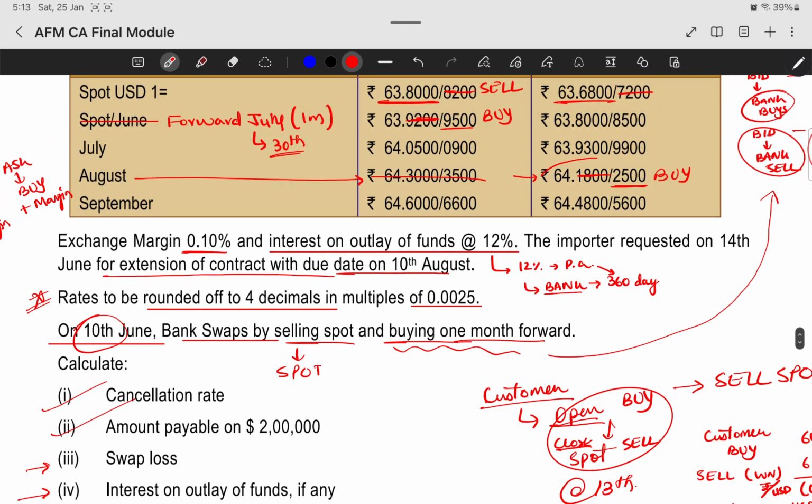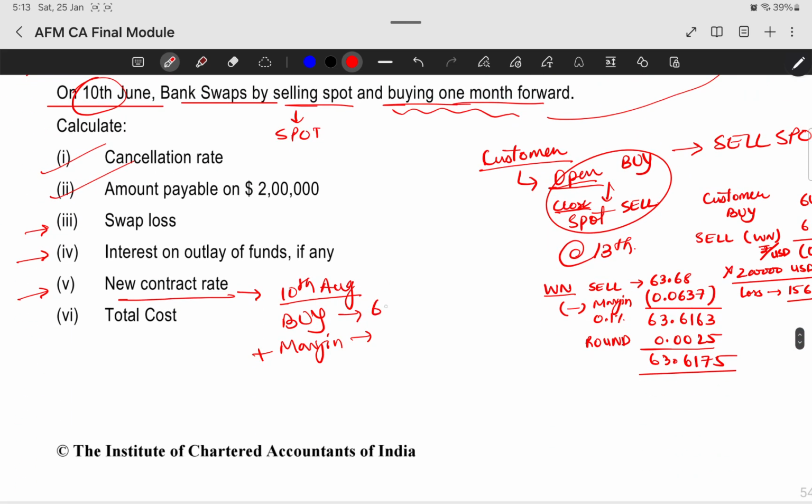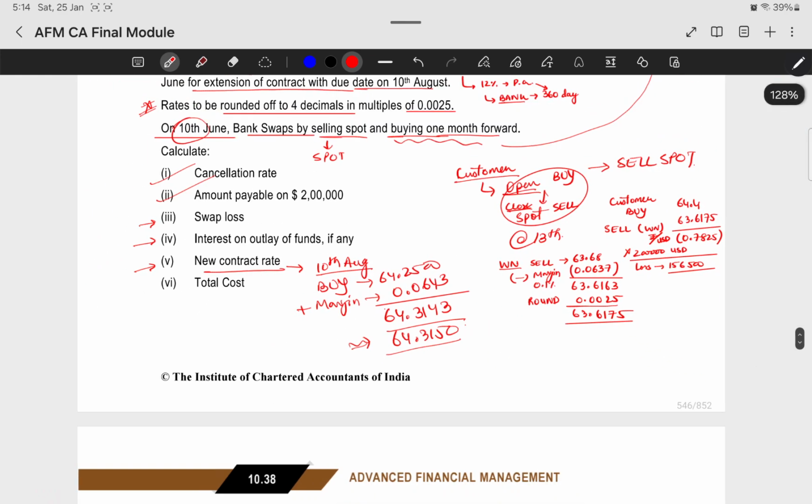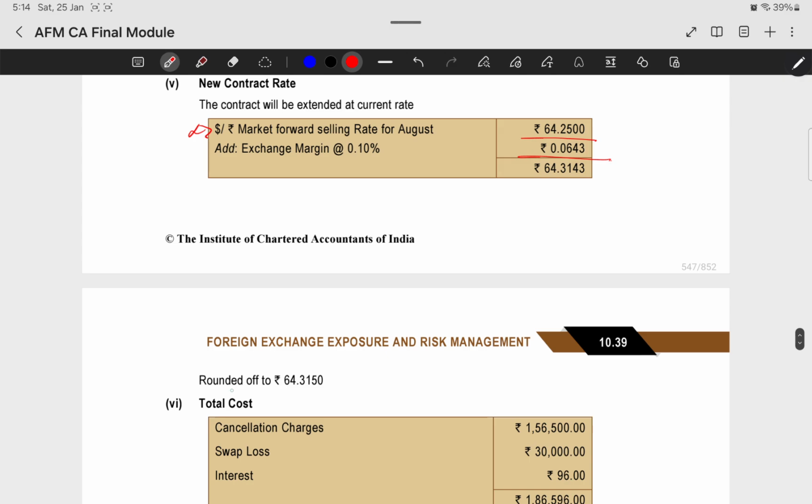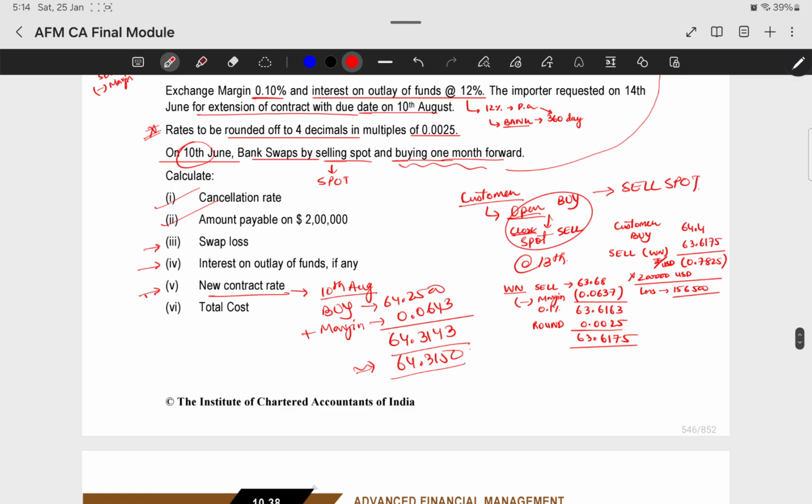So on August 10th you want to buy, this is the rate, 64.25, 64.2500, and this is 0.0643, let's just say. When you get 64.3143, the nearest round is 64.3150. This is the new rate of contract. I think that's how it's done. You see, the new rate 64.25, you add the 0.1% margin and round off to this. Okay, this is correct, you've done this as well.